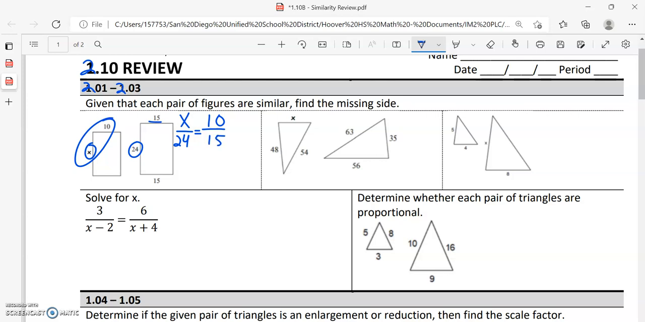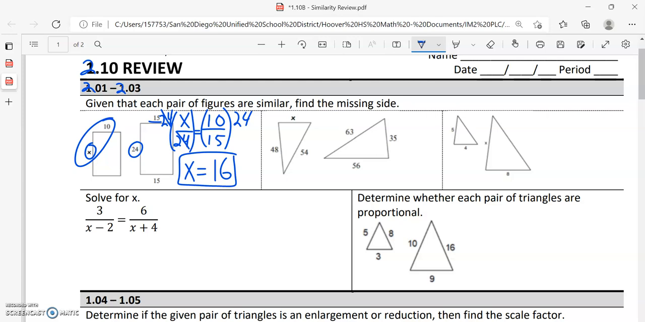X divided by 24, we always multiply by our denominator, which is 24. And that goes to the other side, 24, so cancel, cancel. And if you do 10 times 24, you get 240. And then you divide 240 by 15, and you get 16. So first question, our answer is 16.